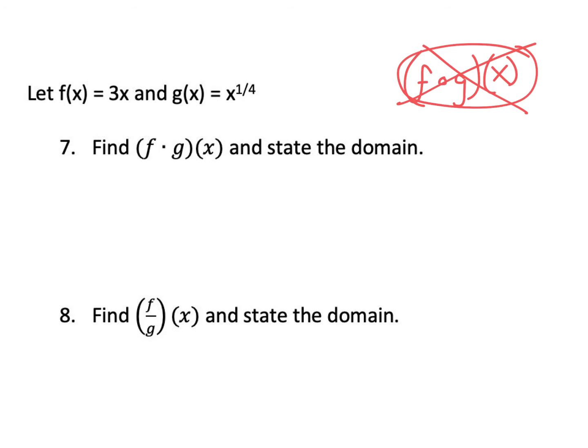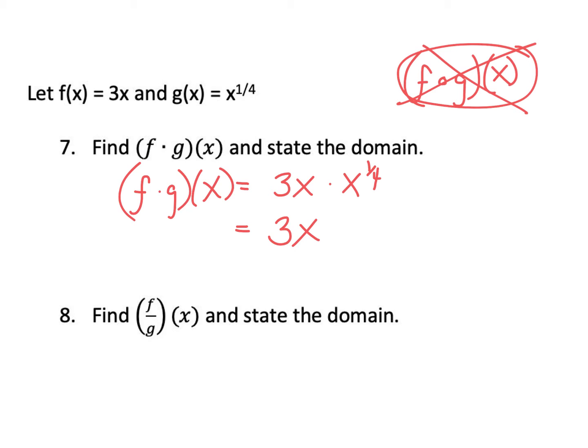So we're going to multiply our two functions. f times g of x would be equal to 3x times x to the 1/4, and now let's just use our exponent rules. So it'd be 3, keep my base, and I'm going to add my exponents. This would be 1, and 1 plus 1/4 would be 1 1/4, or 5/4.